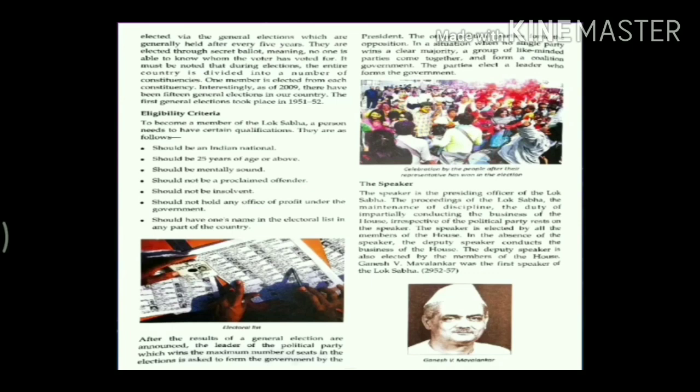Okay, my dear. And this voting is through the universal adult franchise. What does that mean? Those who are 18 years and above have the right to vote. And these seats are also sometimes reserved, like for SC or ST or others. Reserved seats are also there. So let us go for the eligibility criteria.